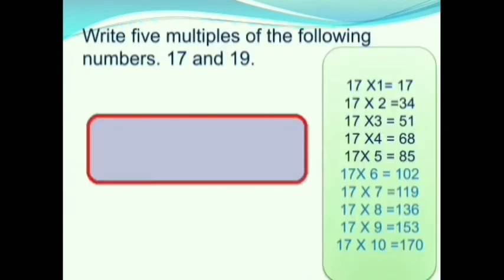Children, now we should write 5 multiples of 17. Here 17 tables is there. We will write the first 5 multiples, that is 17, 34, 51, 68, and 85 are the first 5 multiples of 17.